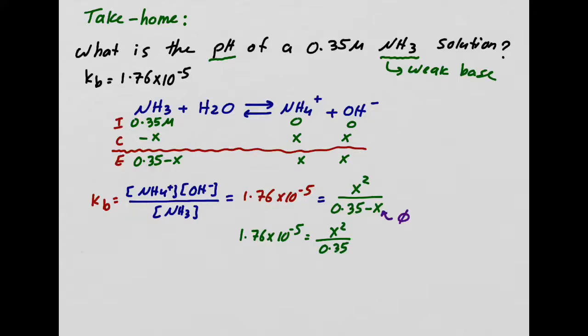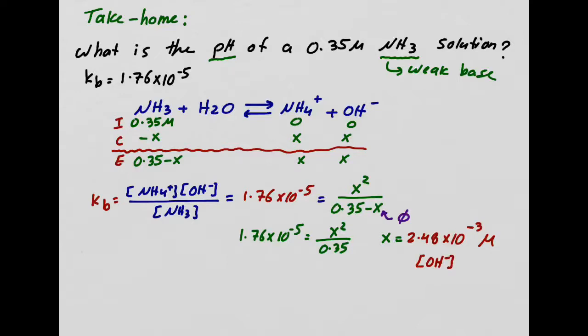Okay, much easier math. If I solve for x, I get 2.48 times 10 to the minus 3 molar. Now, what does x represent? This is what's really key here. What x represents is the hydroxide concentration. That's cool. So this would be my hydroxide concentration.